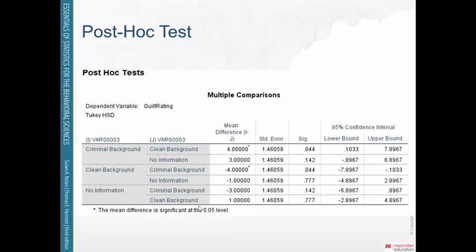So when you look at this, the only statistically significant comparison is between criminal background to clean background. That's where we saw the difference. The other two groups were not significantly different from each other. So that's what this is telling us.